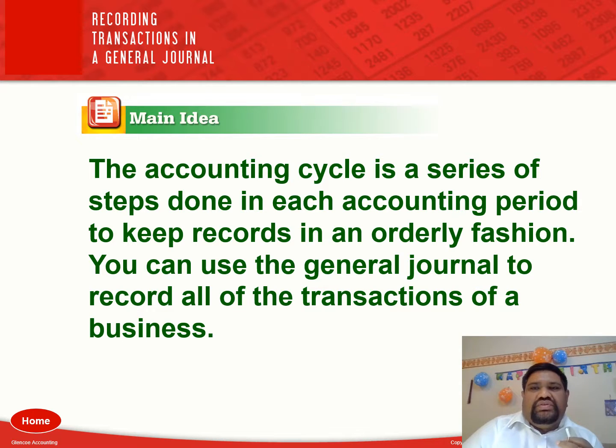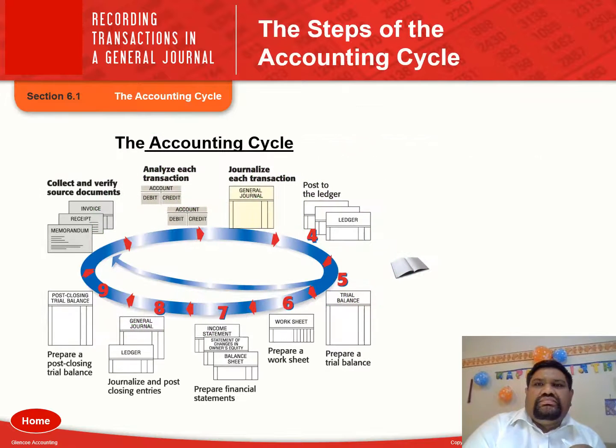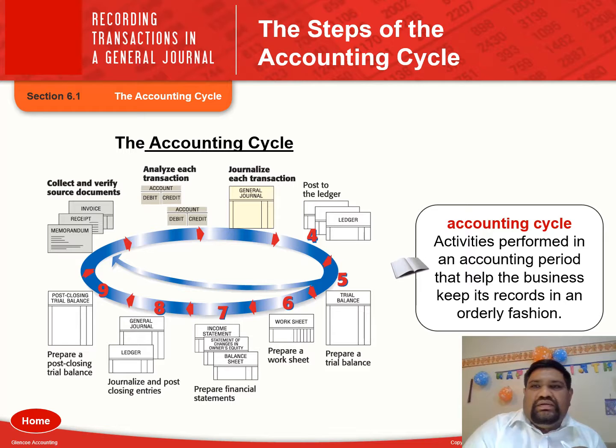You can use a general journal to record all the transactions of a business. When we use the words all of the transactions, that belongs to cash and non-cash also. The steps of the accounting cycle look like this. So we will investigate and check each and every step one by one now. Accounting cycle: activities performed in an accounting period that help the business keep its records in an orderly fashion.